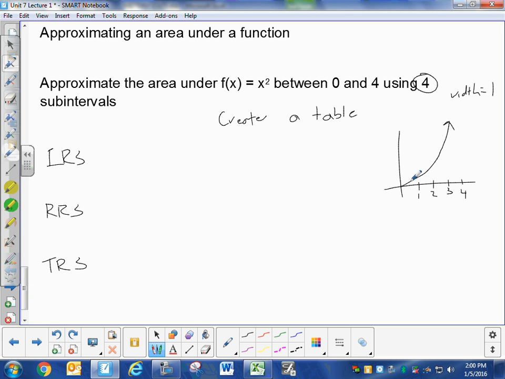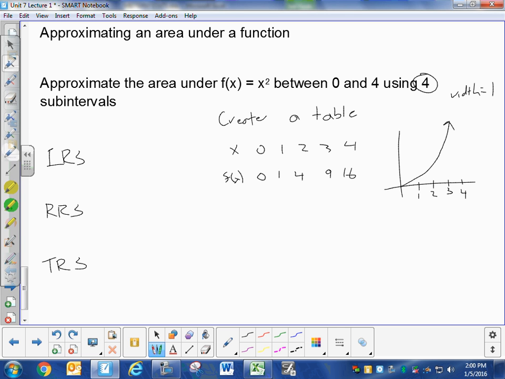Well, you can kind of draw your triangles from there, or you could just create a table and then use that to your advantage. So I know I go from 0 to 4. So here are my x's from 0 to 4. I know my f of x values are just your x's squared.